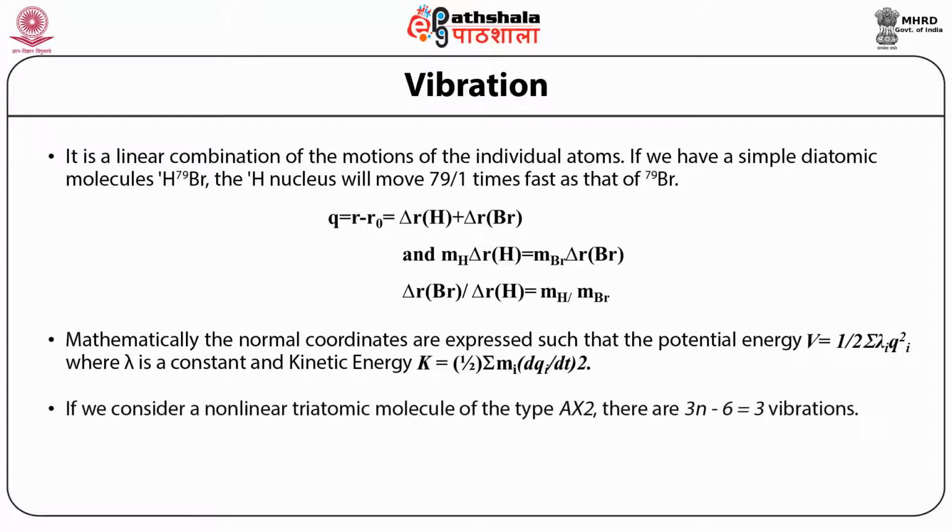If we consider a nonlinear triatomic molecule of the type AX2, there are 3n minus 6, which is equal to 3 vibrations. All 3 atoms vibrate with the same frequency in a normal mode. The example for an AX2 type is the water molecule with the chemical formula H2O. Among the 3 possible vibrations, 2 are symmetric and 1 is antisymmetric.